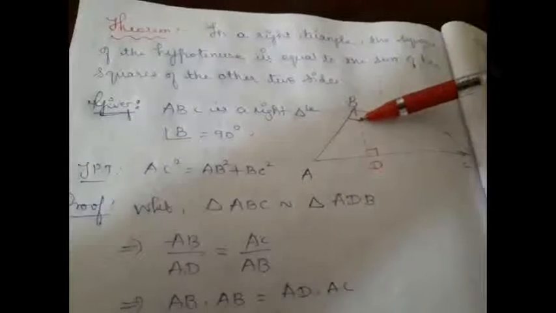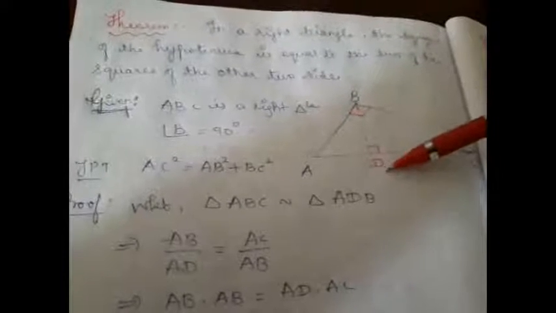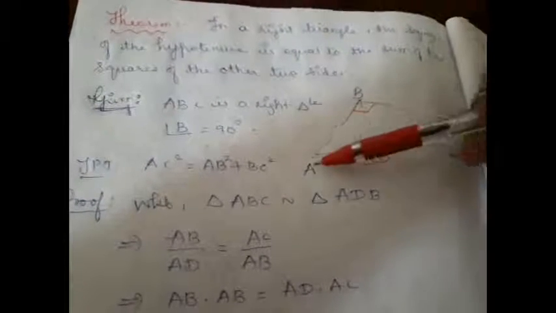In a right triangle, the square of the hypotenuse is equal to the sum of the squares of the other two sides. Now we have a right triangle, right angled at B. We know the side opposite to the right angle is the hypotenuse. So AC square is equal to AB square plus BC square. That's what we need to prove. But by the previous proof, we know triangle ABC is similar to ADB. Similarly, the full triangle is similar to this, right? So we have taken that ABC is similar to this.